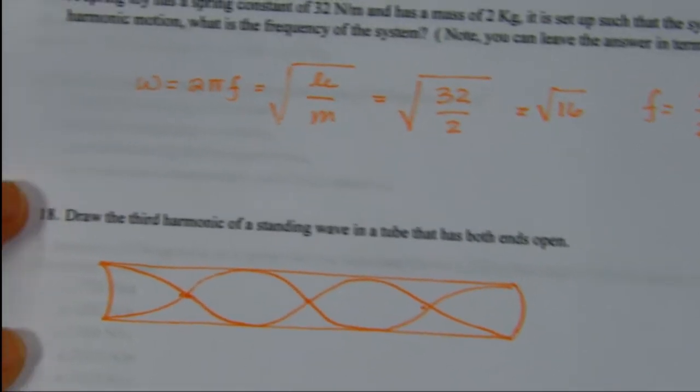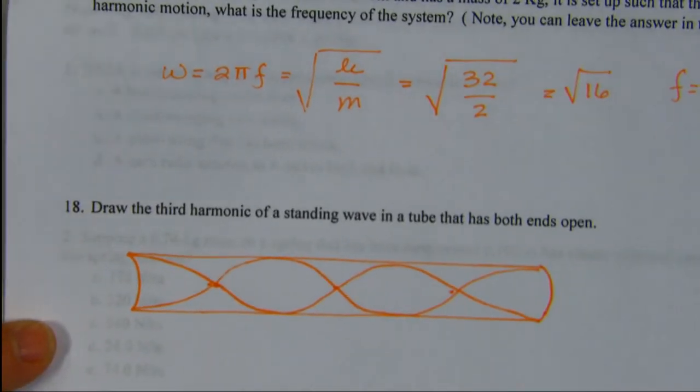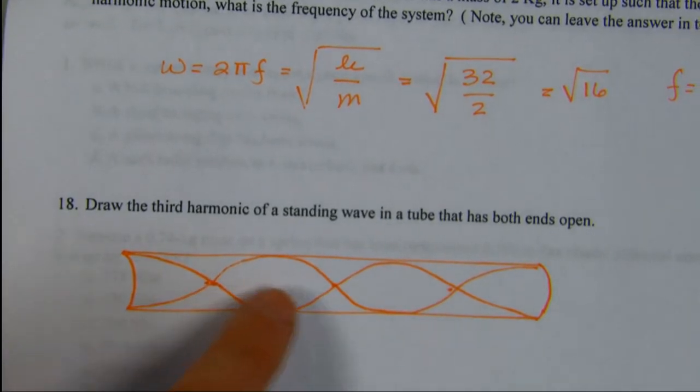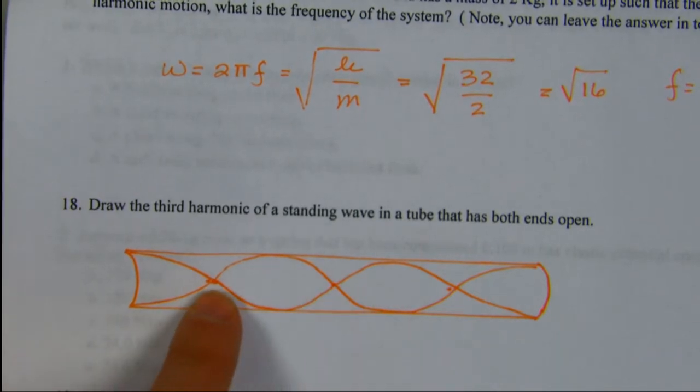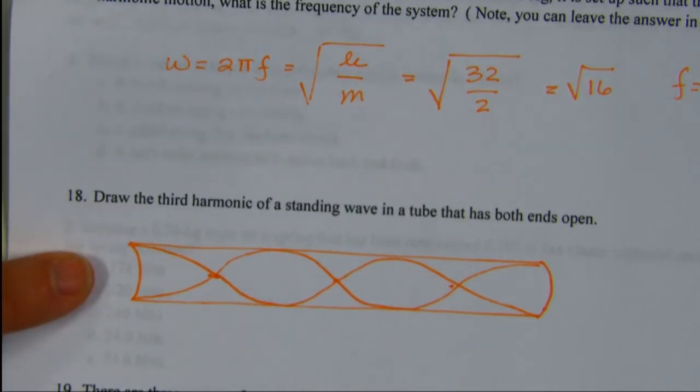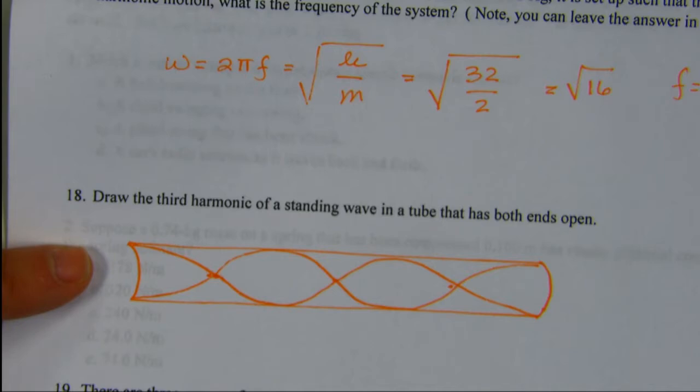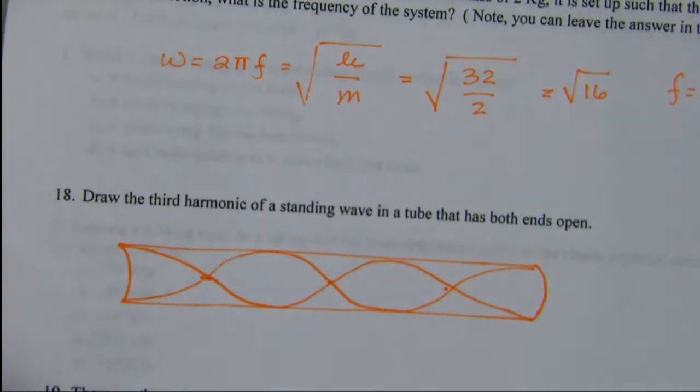All right. If I'm drawing the third harmonic of a pipe that is open at both ends, I end up with 3 half wavelengths. Some of you got that right, but you gave me the 3 half wavelengths with the nodes at the end. That's for a closed pipe. For an open pipe, you have to have the antinodes at the end. So my third harmonic, 3 half waves.